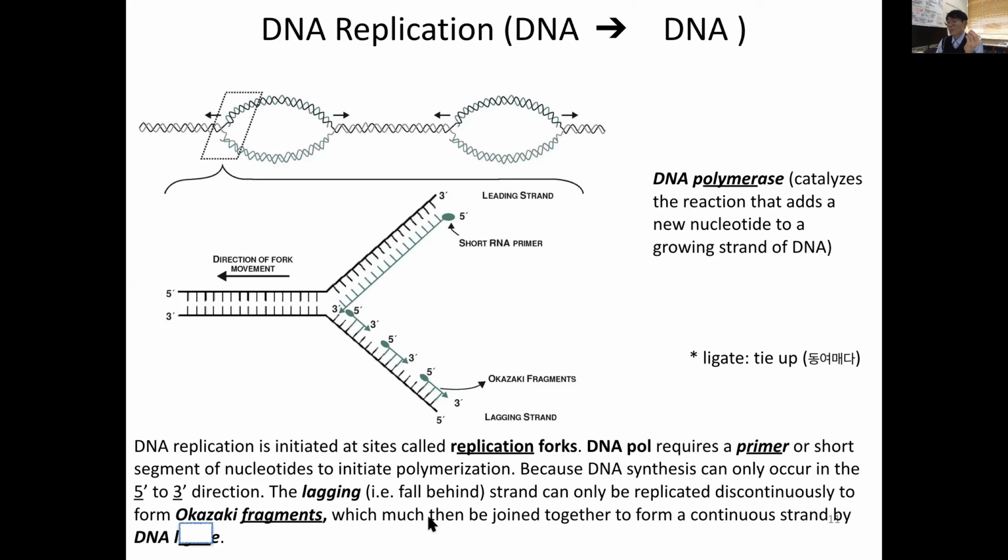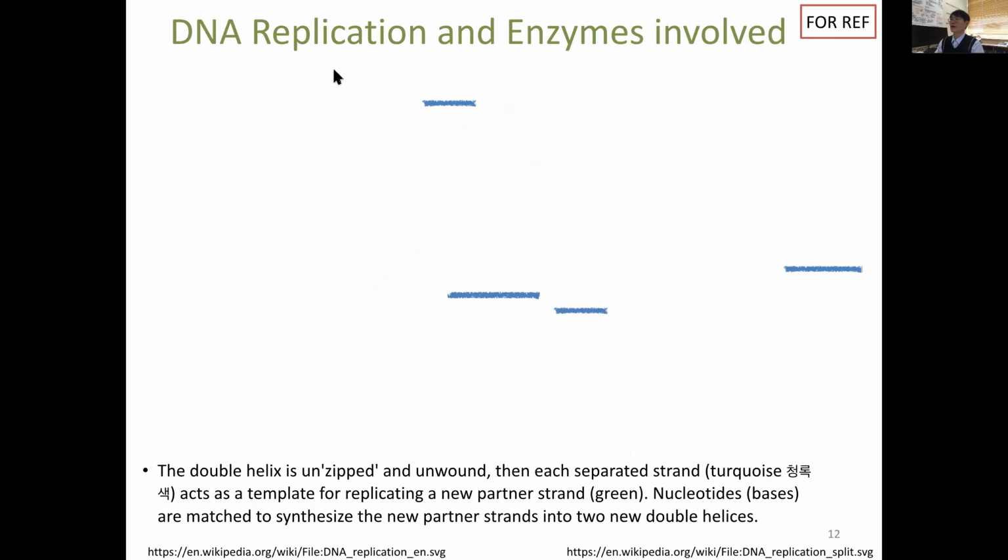Then you have to join these together. That tie-up is called ligation, to form a continuous strand, so we need an enzyme doing this ligation. That's called, of course, DNA ligase. So there are a number of enzymes involved in this replication. You don't have to remember all the enzymes, but the pretty basic ones, I want you to understand.